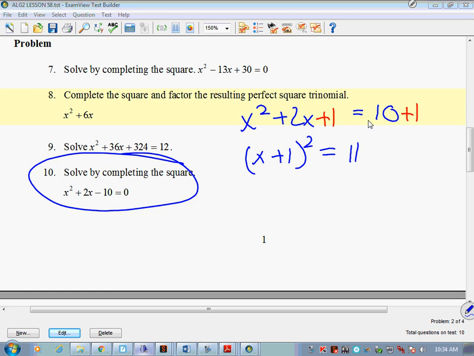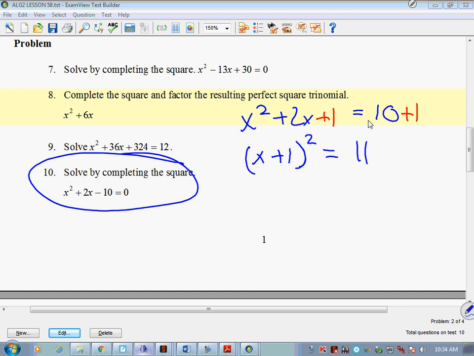Did I go too quick there? Did you understand how we got the 1? I added 1 to each side. Essentially, x plus 1 times x plus 1 gives x squared, 1 plus 1 is 2, and 1 times 1 is 1. You get me now? So x plus 1 times x plus 1 is x plus 1 squared equals 11, because 10 plus 1 is 11.